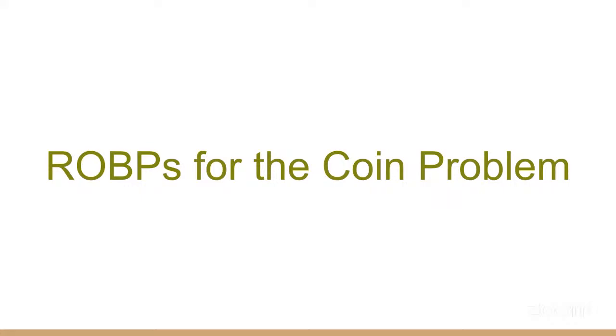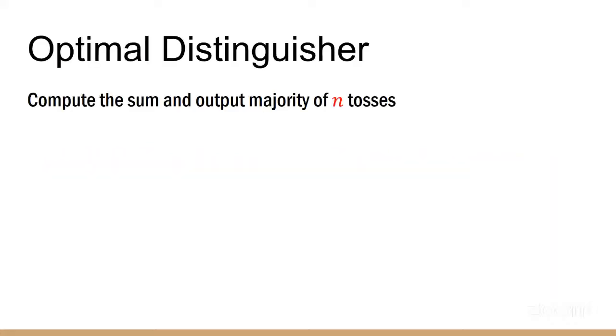If it is saying 0, then we say that the read once branching program is claiming that it's biased towards 0. This is what we want to construct: read once branching programs for the coin problem. If the input is generated from a distribution that is biased towards heads, then with high probability it should end in an accept state. And if it was generated by a bias towards 0, then with high probability it should end in a 0 state. But first, let's look at what the optimal distinguisher for the coin problem is.